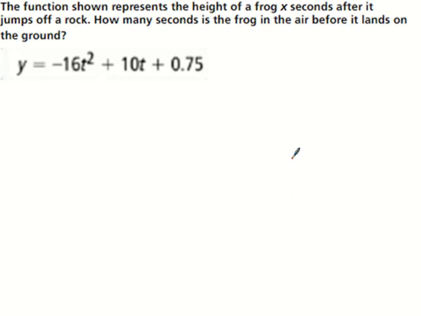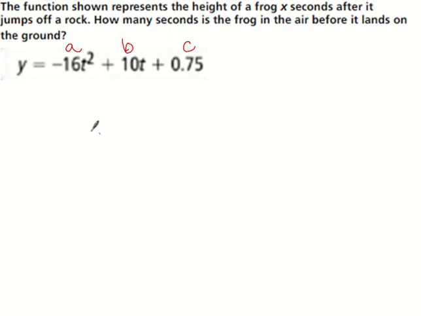So it says the function shown represents the height of a frog x seconds after it jumps off a rock. Okay, so x seconds meaning the number of seconds after he jumps. I think it's a little confusing that it says x and that equation says t, so it technically should say t. It says how many seconds is the frog in the air before it lands on the ground. So we solve this using the quadratic just like we always would. Here's our A, here's our B, here's our C. Does not change anything. Another reason why the quadratic's nice is I don't want to be trying to find factors of decimals. That would be really obnoxious.